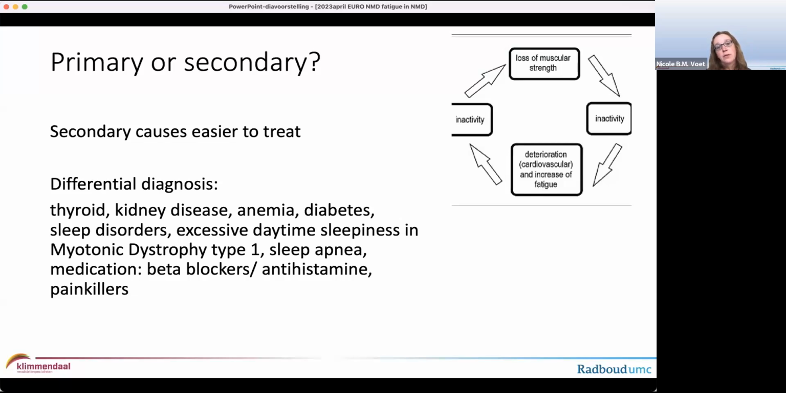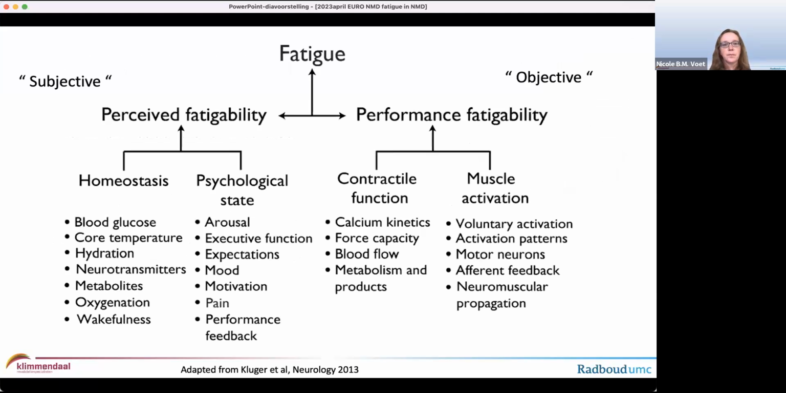They are often used to treat hypertension, but they have not so well side effects for patients with NMD. For example, fatigue is a well-known side effect, but also beta blockers decrease the heart rate, and with that, it's very difficult to exercise. So if they are not really indicated, please take a look at other antihypertensives. Antihistamines can cause fatigue, but also painkillers like morphine. So take a look at medication too.